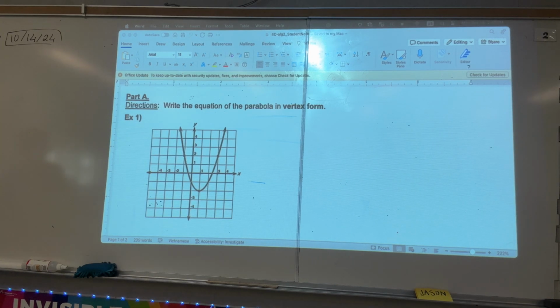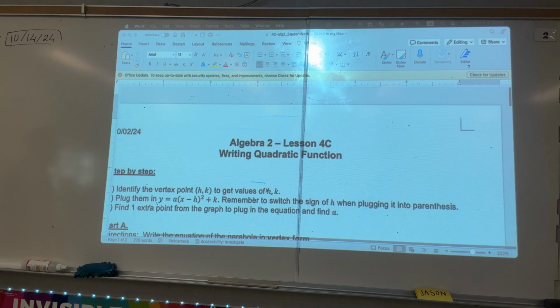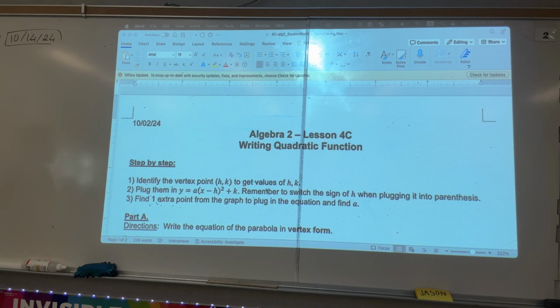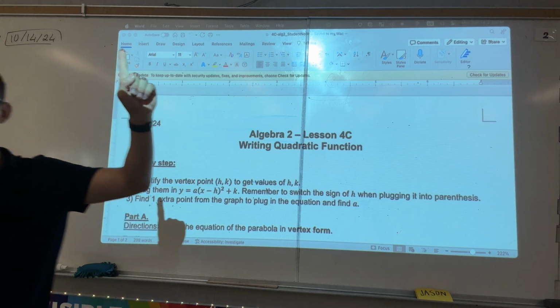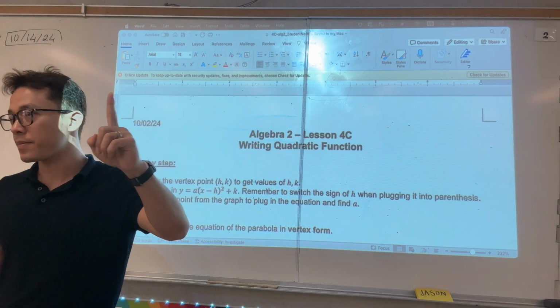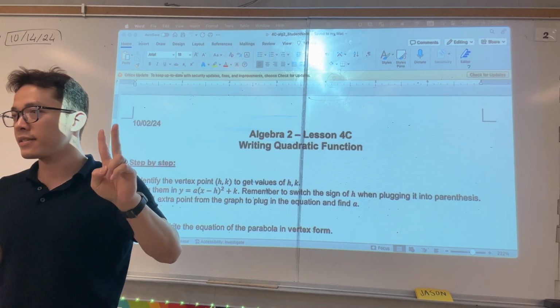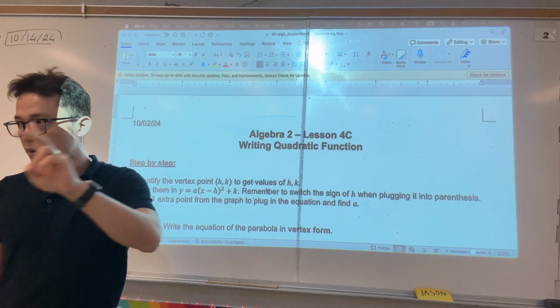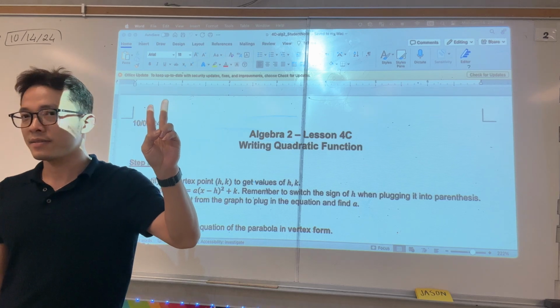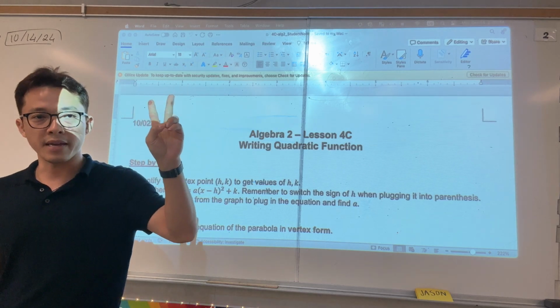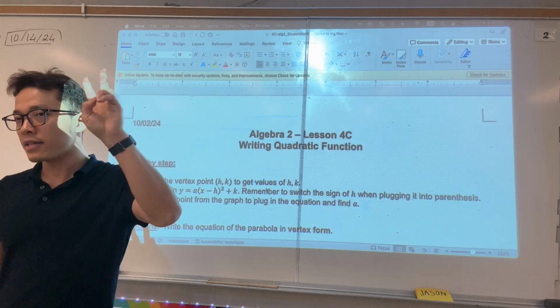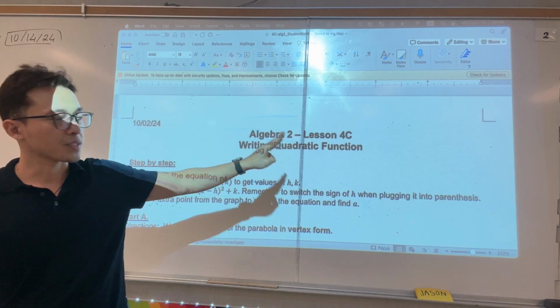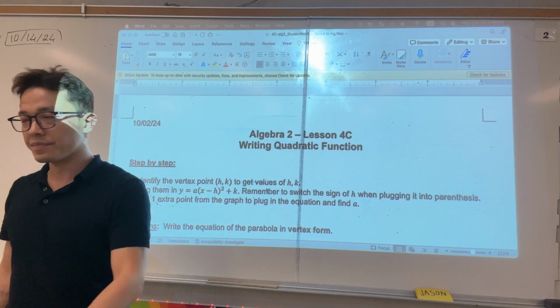Okay, so lesson 4C. Let me tell you about the quiz. The quiz tomorrow is going to have maybe 6 questions. One is graphing in standard form, that's lesson 4A. What's the next one? Vertex form. That's going to be 4B, right? Lesson 4B. The next question is going to be 4C.